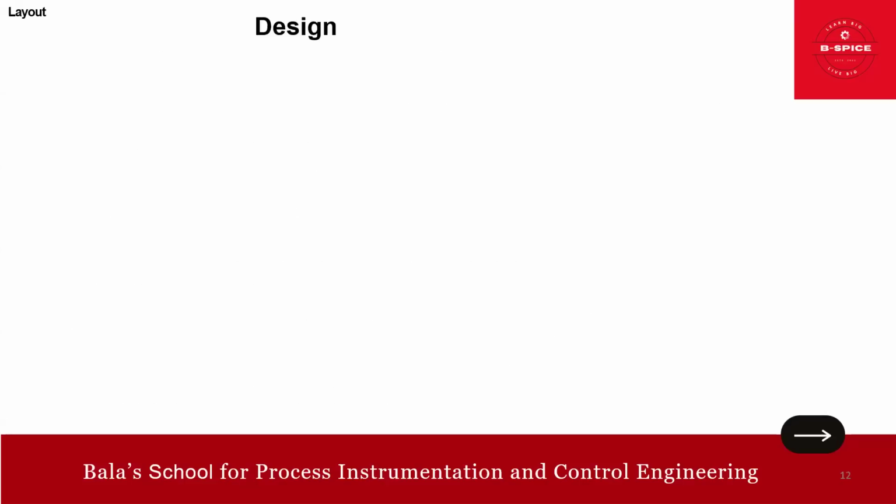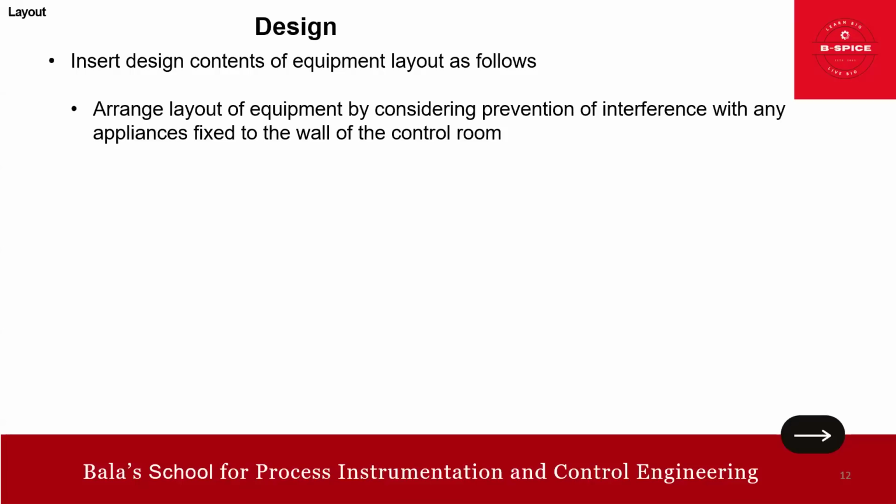That's the point. Okay. So then arrange a layout of equipment by considering prevention of interference with any appliances fixed to the wall of the control room. That is also important. See, you would have some PDB wall mounted, or maybe the fire and gas we mount on the wall, right? So when they open the door and come and do some work in the panel, on the way, if this is a hindrance, then it should be taken care of. We should not install in that way. We have to try to keep this all in one place, maybe at the end of the wall. Okay, right. So that's my view actually.